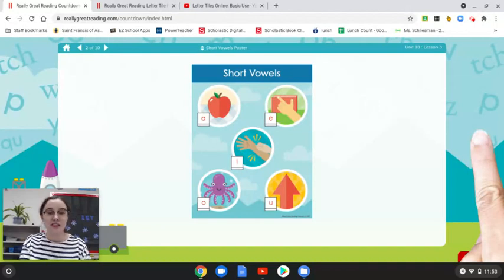Now I'll say the short vowel sound and you will repeat it and make the motion that goes with it. So if I say eh, you would say that sound too and show me the motion. Ready?